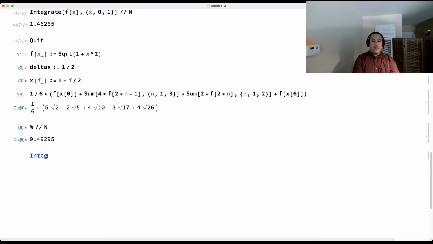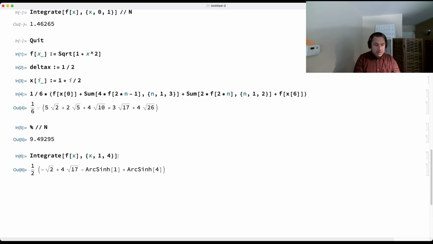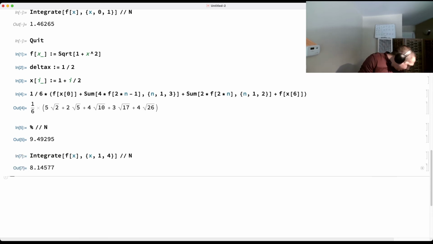Which, let's see how that compares to the integration. If you wanted to integrate f of x, x going from, what was it, 1 to 4, I want to say? Yeah. According to this, the exact, oh shoot, that's off by a lot. I think I screwed something up. Oh no, this is not good.